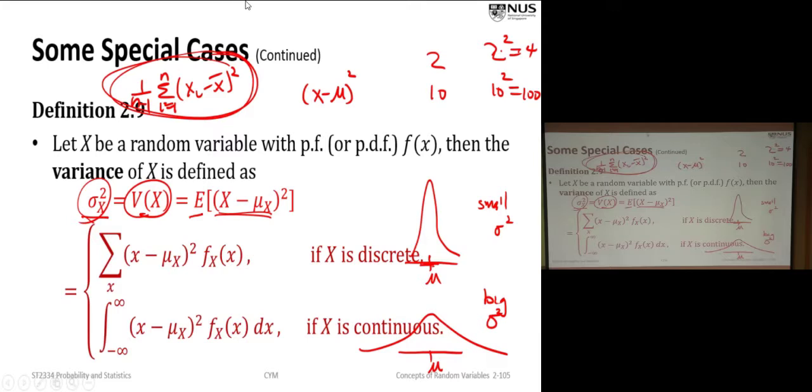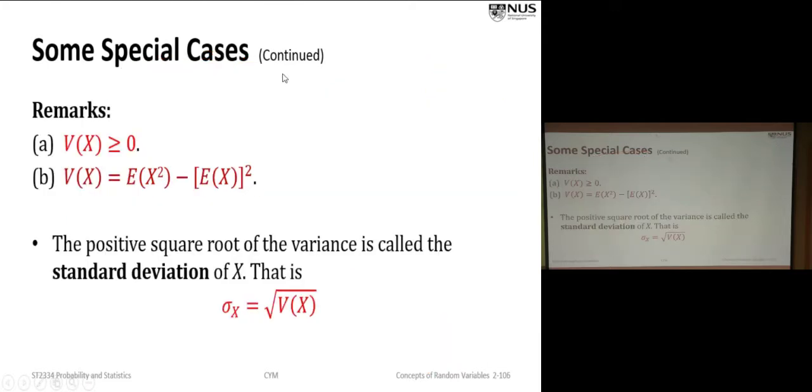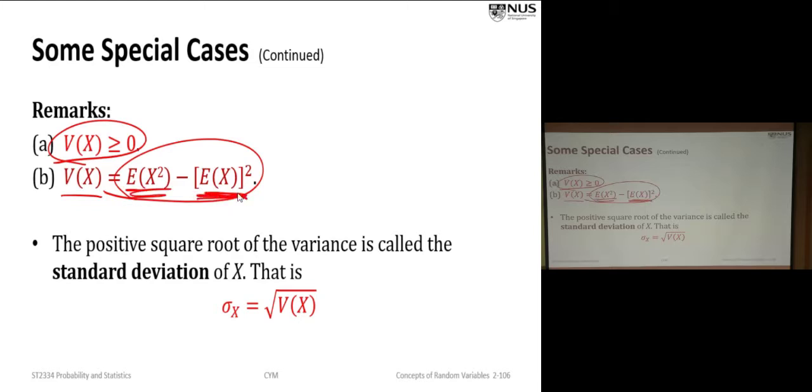So these are the formulas. And the variance of x is always bigger than 0. And the variance of x can be shown to be equal to a difference of two quantities. One is the expectation of x squared. The other one is the square of the expectation. Hey, it looks similar. Are they the same? Obviously, they are not the same.